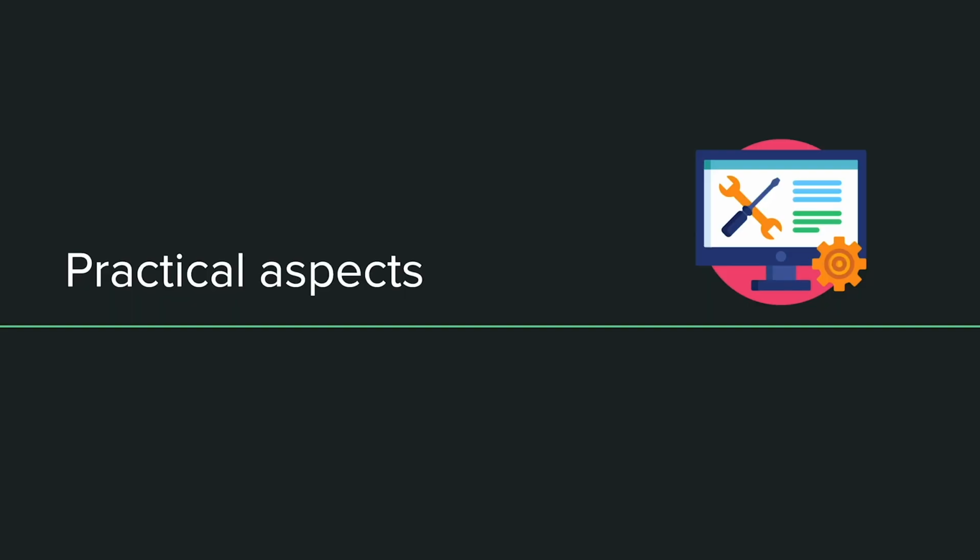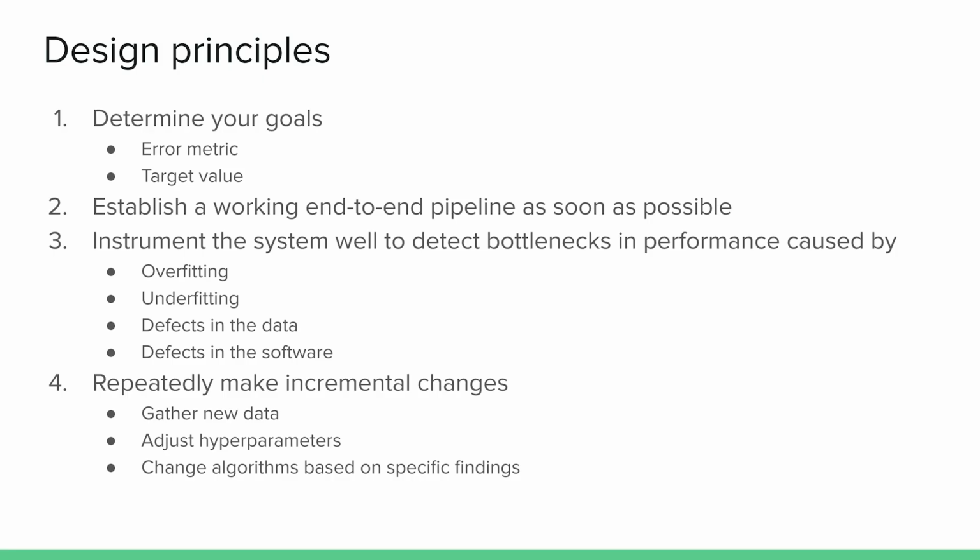Some of the practical aspects. When you're designing your machine learning algorithm and your pipeline, I would recommend you to do it in the following way. First, determine your goal. That should be your first priority. You should come up with an error metric and a target value for that error metric. Think about something that makes sense for you and for your problem. For example, if you're doing image classification, well, you would like to have a high F-score, or kind of a high accuracy of that classification performance.